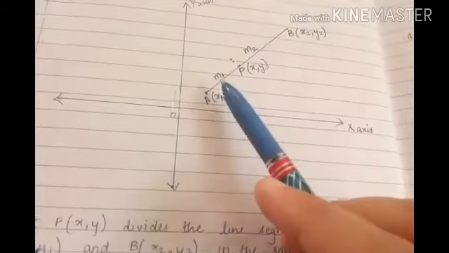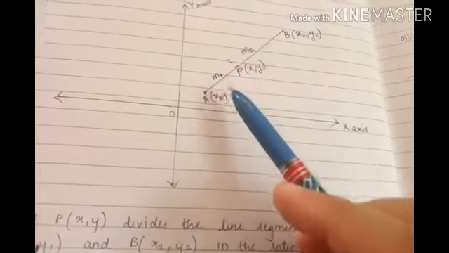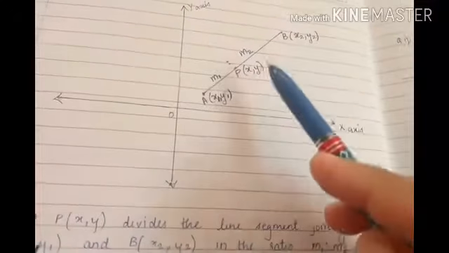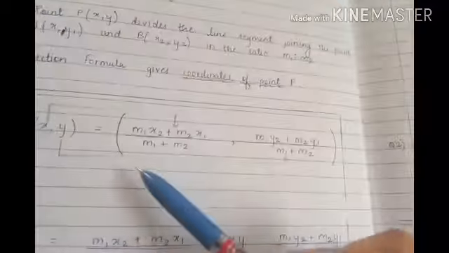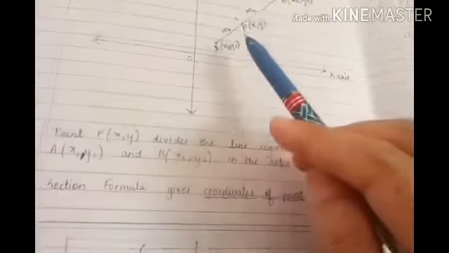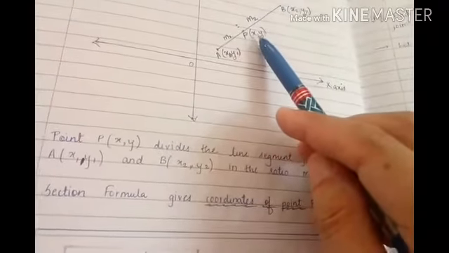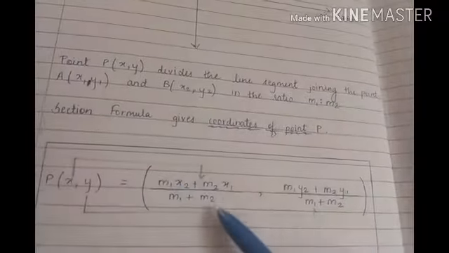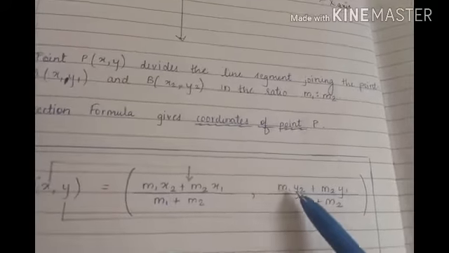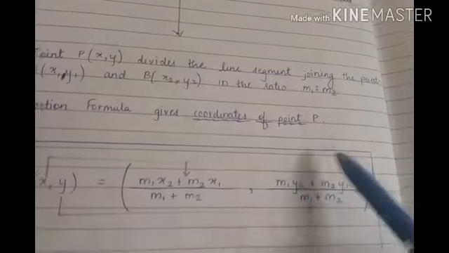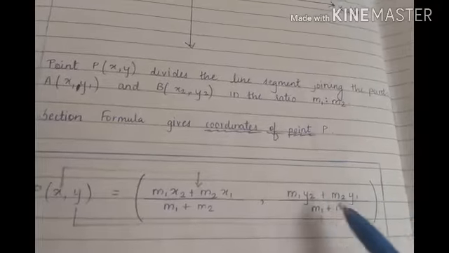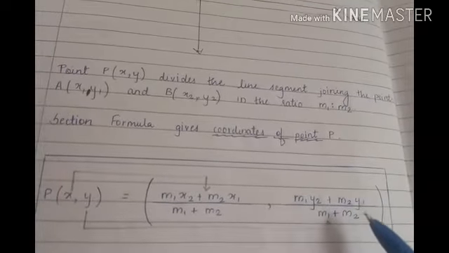What is this m1? m1 is this ratio. m2 is this ratio. x1 is this. x2 is this. Okay, so this is the formula used to find the x coordinate of this point P. This is point P. Its x coordinate is given by this formula. Similarly, the y coordinate is given by m1 y2 plus m2 y1 upon m1 plus m2.